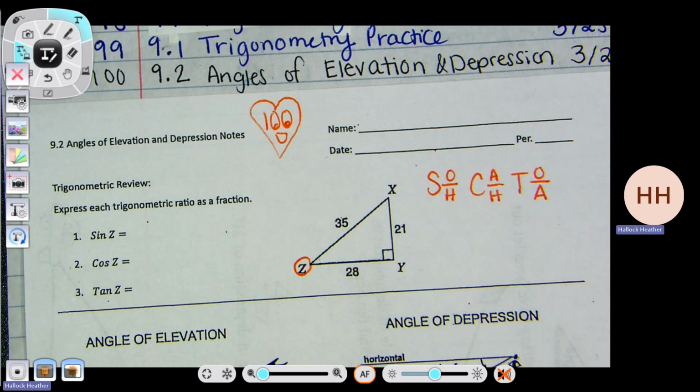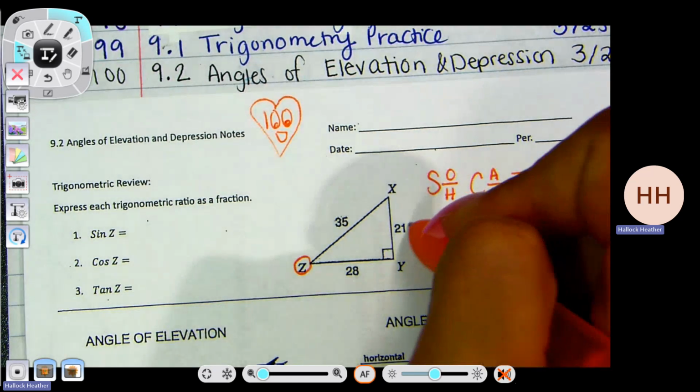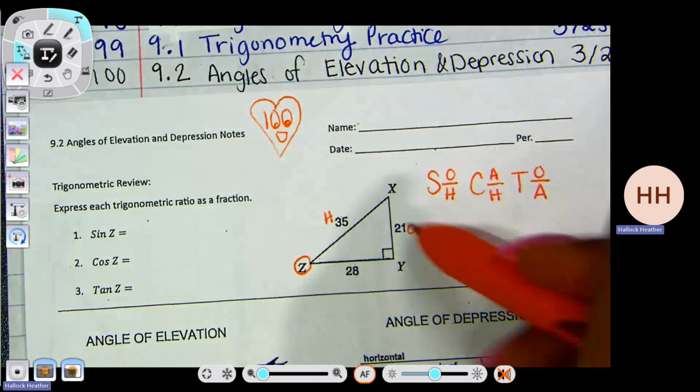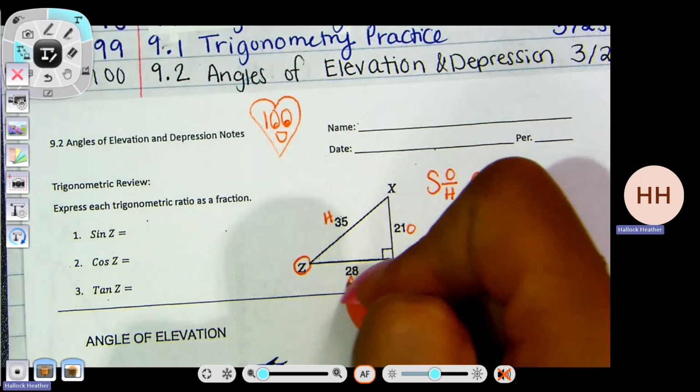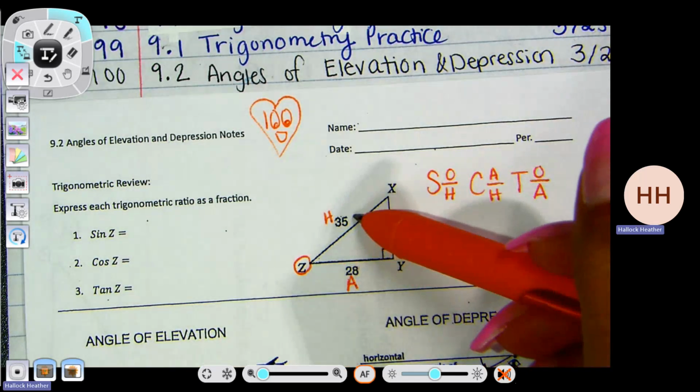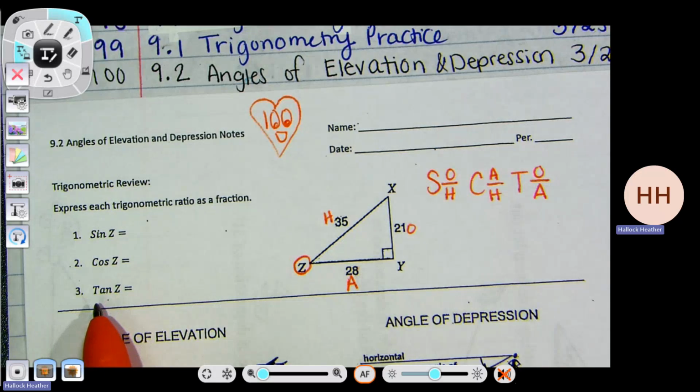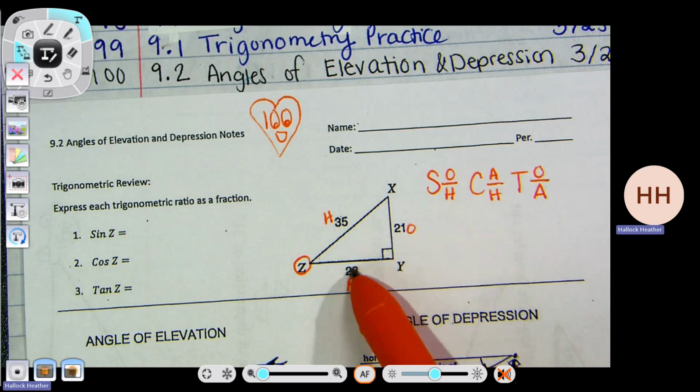So what is sine of z? 21. Good. Opposite over hypotenuse. So 21 over 35. Cosine of z would be what? Adjacent over hypotenuse, which is 28 over 35. Tangent is going to be what? 21 over 28, because it's opposite over adjacent.